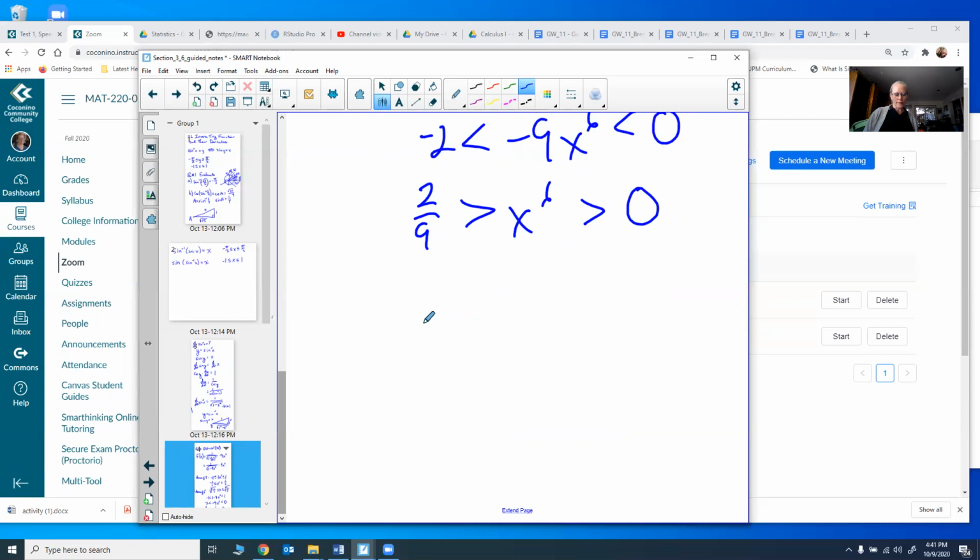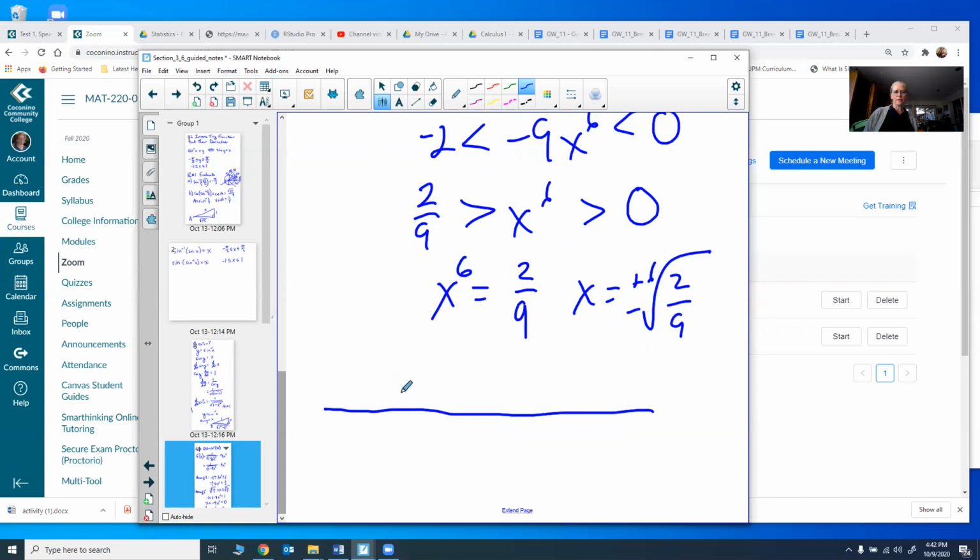So we're going to go ahead and say x equals 2/9, and we're going to take the 6th root. So x is equal to plus or minus the 6th root of 2/9. And this is why we need to do it this way, because we're going to have that plus or minus. And then you want to look at the different places. So we've got negative the 6th root of 2/9.